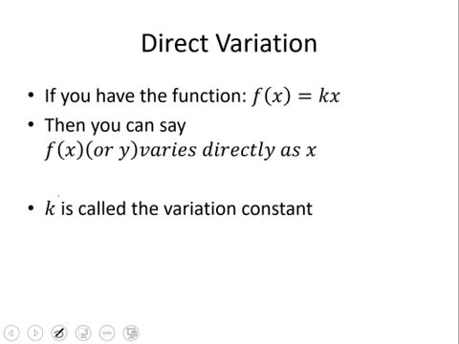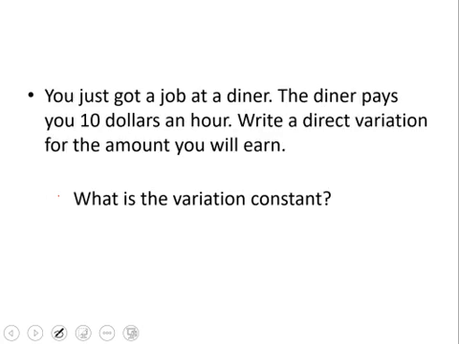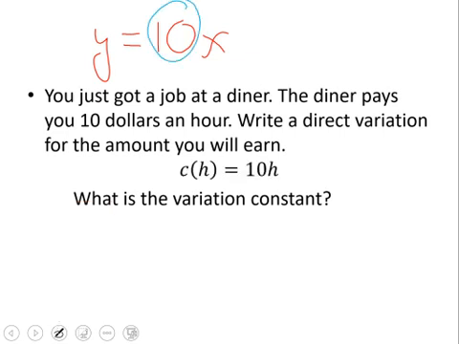Okay, and so it's y equals, or f of x equals kx. So, if you just got a job at a diner, we want to make sure we are a part of this. The diner pays you $10 an hour. Write the direct variation for the amount you will earn. What is the variation constant? So the equation, as it goes up, it's 10. That would be your y, your pay, is equal to 10x. X is the number of hours. The variation constant in this case is going to be 10. That's the k value in this case.